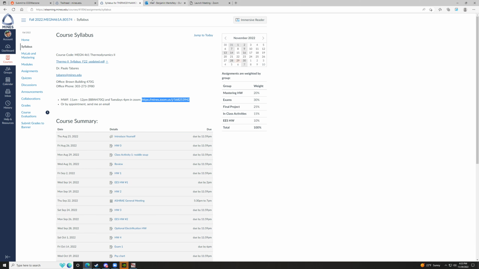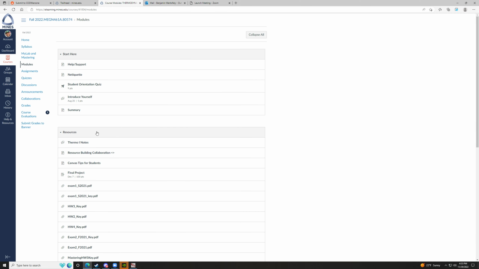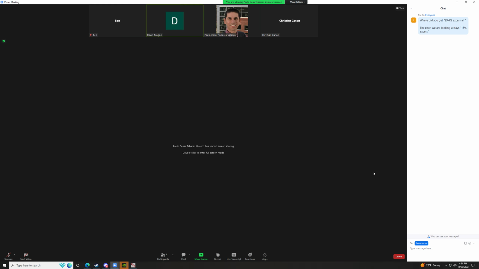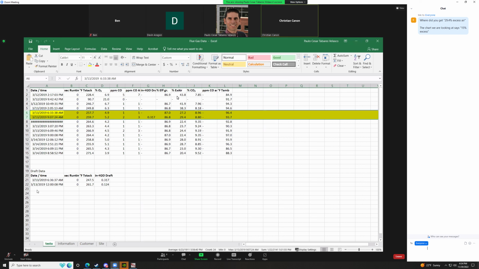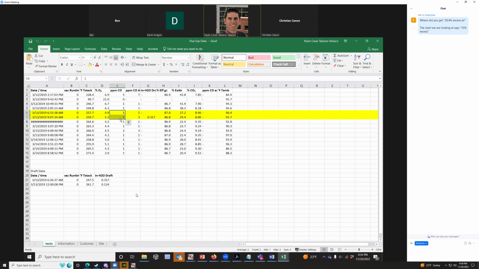Where is it? Share screen. Stop sharing? Yeah, can you see my screen now? I can see it now. So the flue gas data, Devon and Christian, you need to use the values for CO2, right? This is given. Also for oxygen, they are here. And then you need to convert ppm to percent, which is basically dividing by 10,000, something like that.